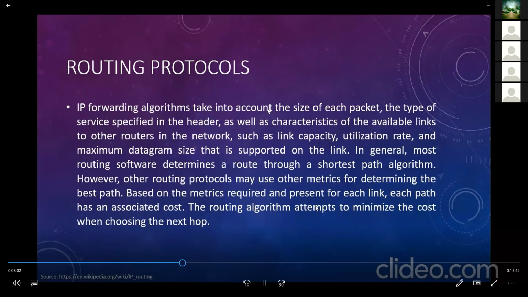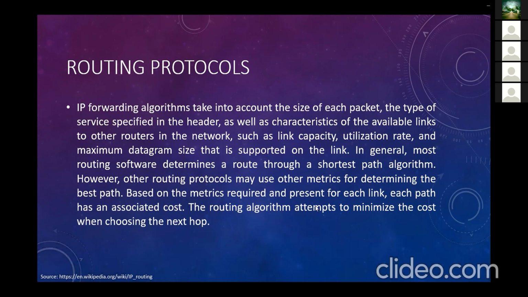In routing protocols, there are also what we call IP forwarding algorithms that take into account the size of each packet, the type of service specified in the header, as well as the characteristics of available links to other routers, such as link capacity, utilization rate, and maximum datagram size that is supported on that link. So IP forwarding algorithms focus on understanding what is being transported.